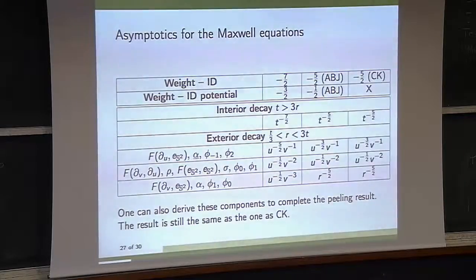The interior decay will be t to the -7.5, which is not surprising for something which is hyperbolic, which is a geometric equation. We have exactly the same decay as the initial data. Now, I have to be a bit more careful about the decay for the components of the field.